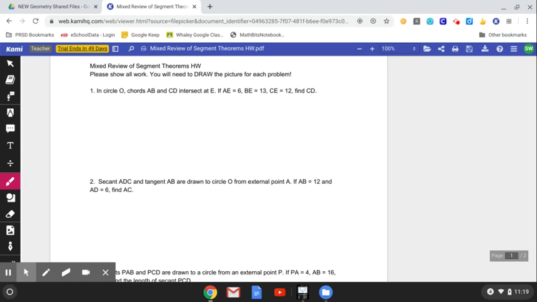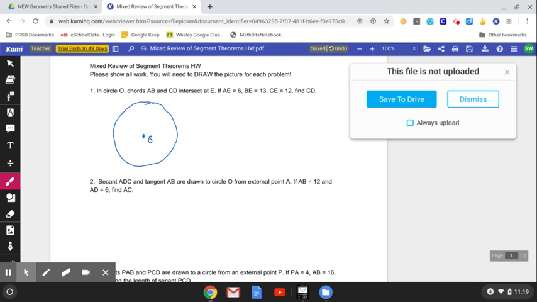So the first thing I'm going to do is read the whole thing. It says in circle O, there are chords AB and CD that intersect at E. Okay, so I have a circle whose center is O, and there are chords. So you do have to know what chords are. Remember that chords are just lines that are drawn from one edge of the circle to the other on the inside. So AB.